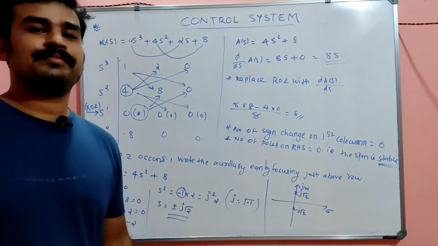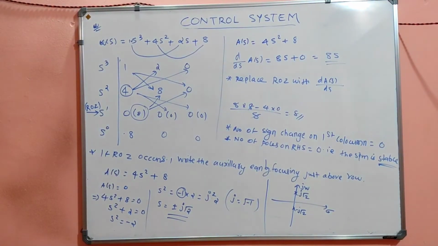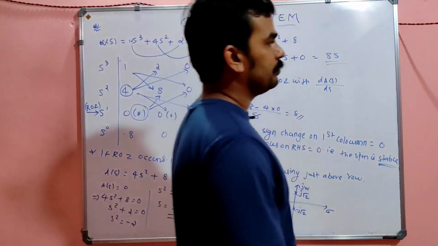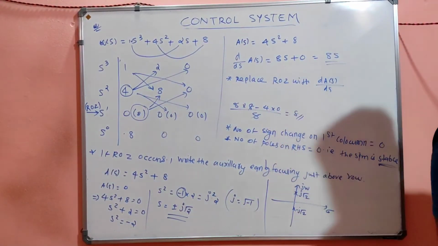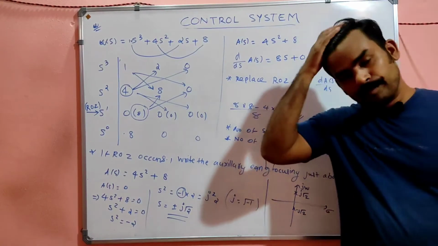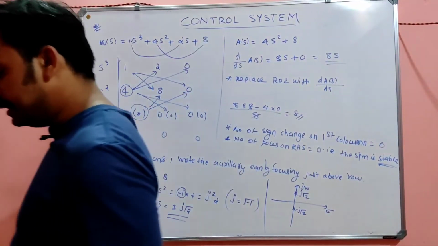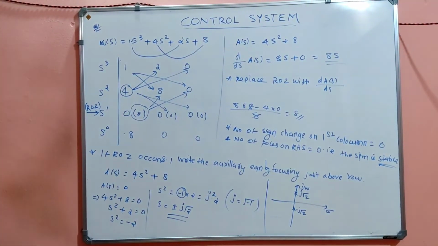Is it clear, my dears? There is no sign change in the first column. So by simply closing our eyes, we can say that the system is stable. The system is stable. Is it clear, my dears? If there is any doubt, you can ask.